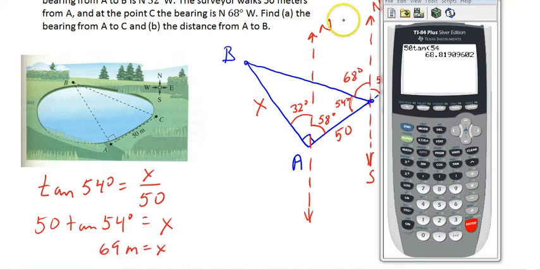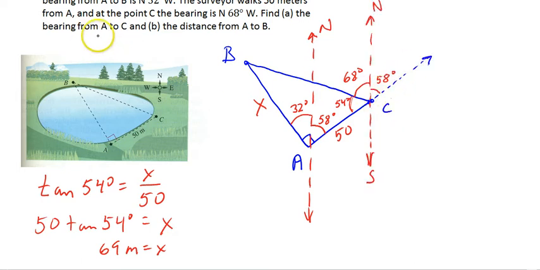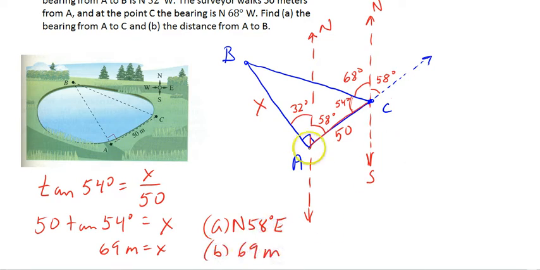Okay, so the bearing from A to C, that's part A. This right here is 58 northeast. So the answer to part A is north 58 degrees east. In part B, the distance from A to B is 69 meters.